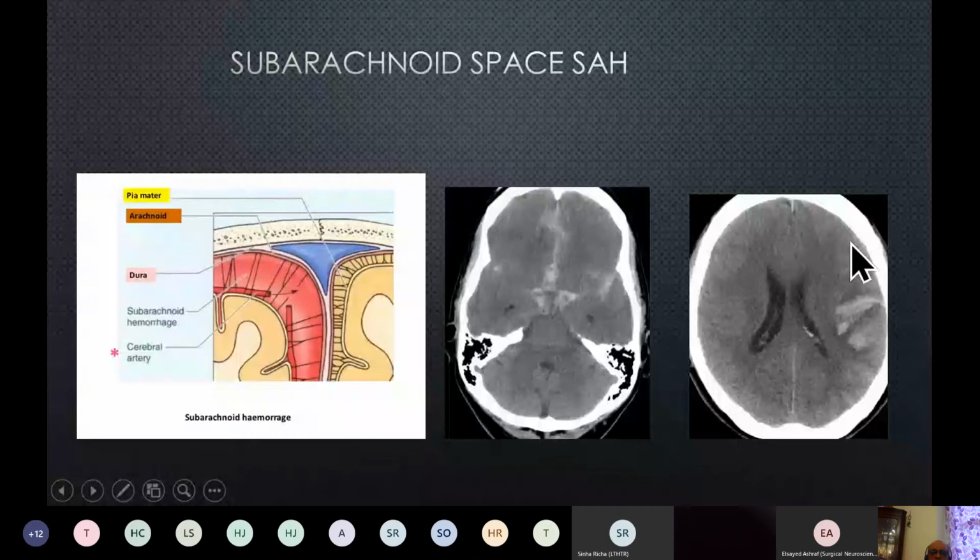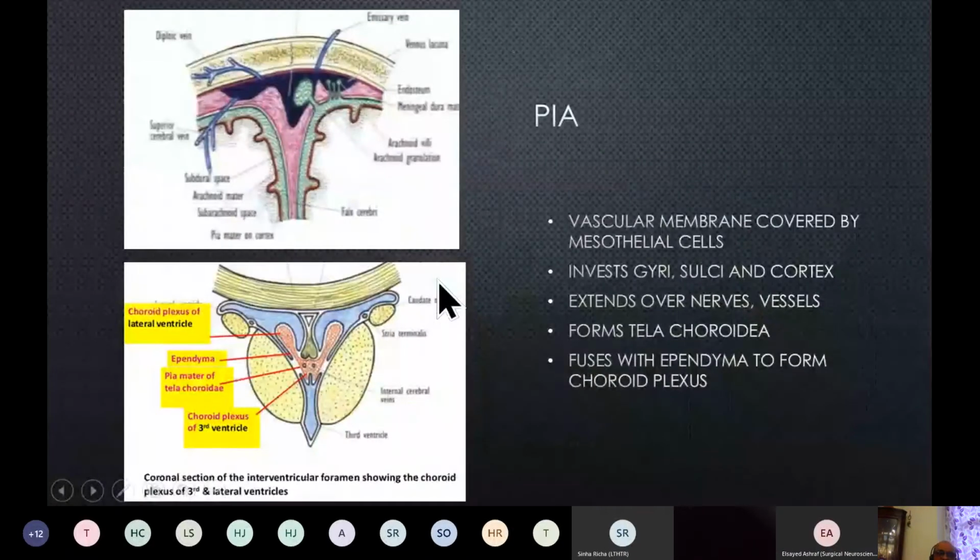Finally, the pia, very thin layer, and as I said, it sort of converges over the brain substance. It will follow all the convexity sulci. It will follow the folia of the cerebellum. Not only that, it will also extend along the nerves and the vessels. I'll show you with some clinical examples in a minute. It is important for the formation of the tela choroidea. We'll come to that a bit later on during the discussion. And finally, along with the ependymal margin, it forms the choroid plexus within the lateral ventricle.